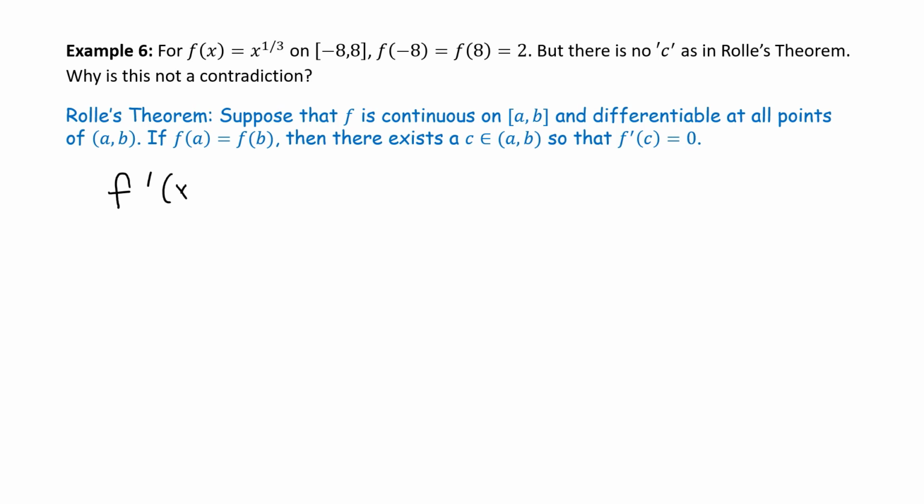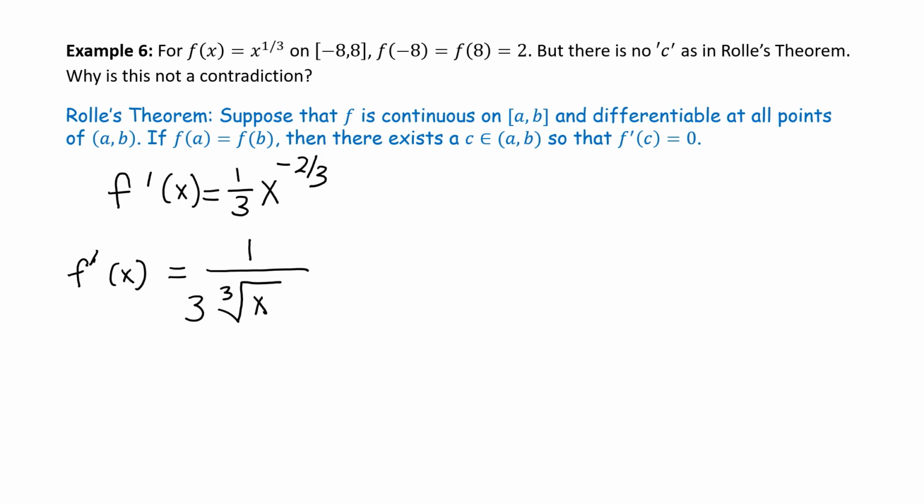F prime of x, bring the 1/3 down, x to the power of 1/3 minus 1 is -2/3. If I write this with no negative exponents, then I'd have f prime of x is equal to 1 divided by 3 and the cube root of x squared.